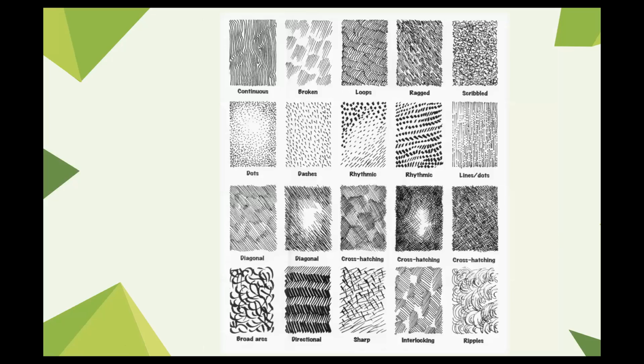And then these are a lot of examples. You've got a continuous line, which goes down, a bunch of broken lines, which is more like you go dash, dash, dash, dash. This one's loops. This is ragged lines. This is scribbled, which is very close to scumbling. Dots, which is stippling. Dashes, rhythmic. And I'm going to let you look at them from here.